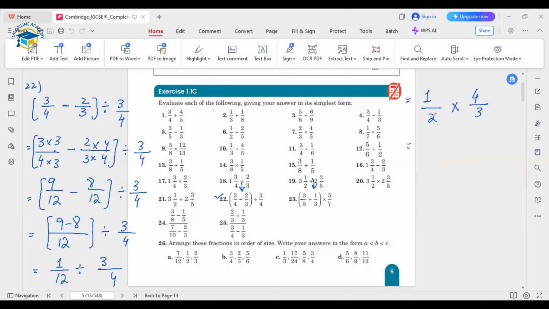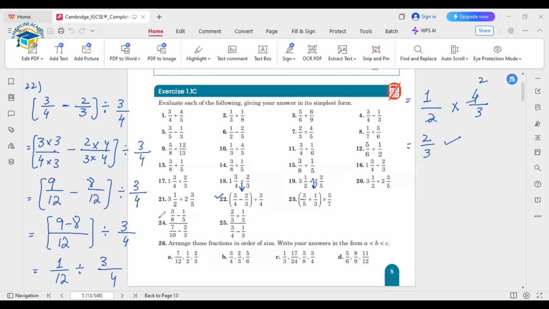So now 1 times 2 and 2 times 4, so the fraction that I am getting is 2 by 3. This is basically the simplest form of the fraction that we got, and this is a proper fraction, so no need to simplify this further.